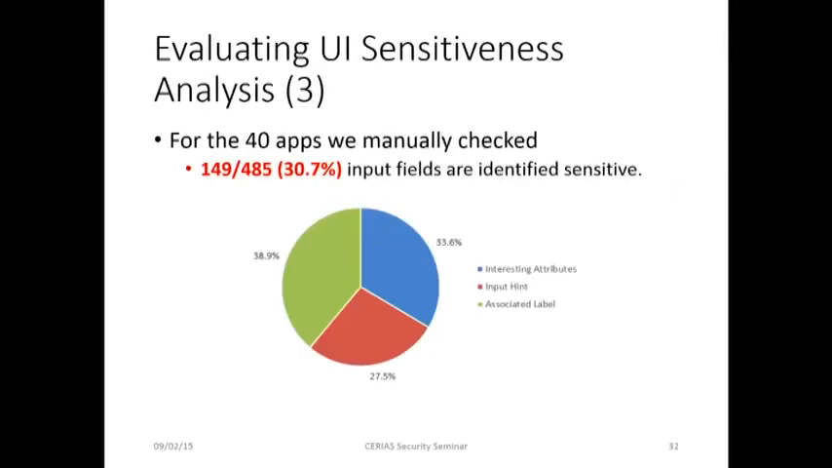And for the 40 apps we examined, 149 input fields are identified sensitive. 1/3 of these identified input fields are identified by analyzing the interesting attributes, and 27.5% of them are identified by matching the input hints to the sensitive keyword dataset. And we can see that 38.9% of the input fields are identified by analyzing the corresponding text labels. This indicates the importance of associating the correct labels to the input fields.